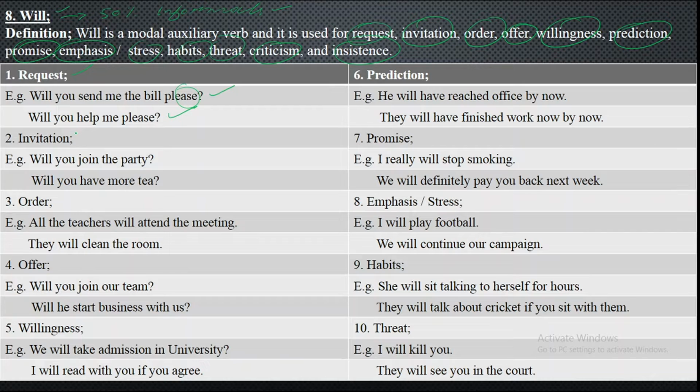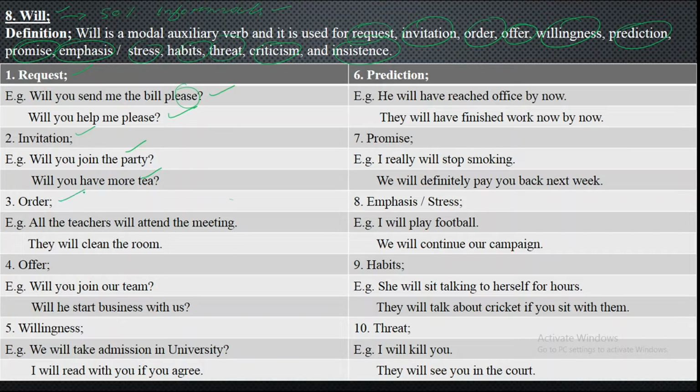Number second usage, that is invitation. When we invite someone, we'll be using modal auxiliary verb will. Will you join the party? It is known as invitation, as asking question. Will you have more tea? Again, inviting someone to have some tea.